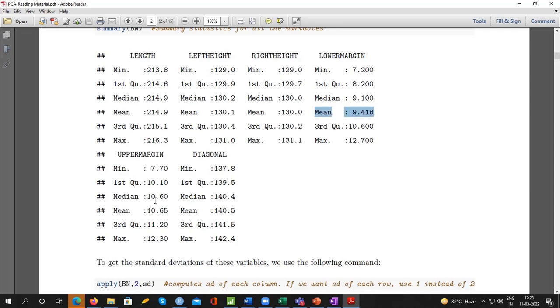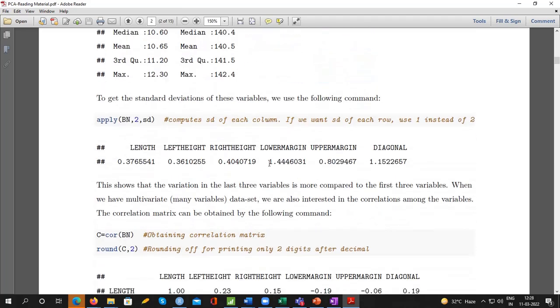Lower margin has the smallest mean, still it has the highest variance. We have to remember this because later, when we try to interpret the results of PCA, this could have some importance. So remember, lower margin has the highest variance and diagonal has the second highest variance, and left height has the lowest variance, length has the second lowest variance.